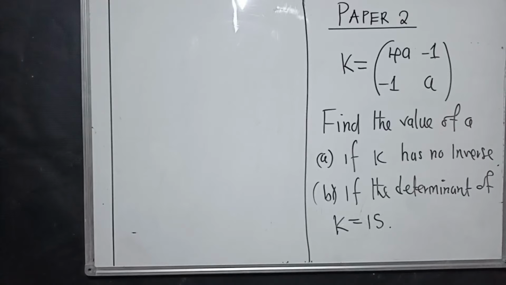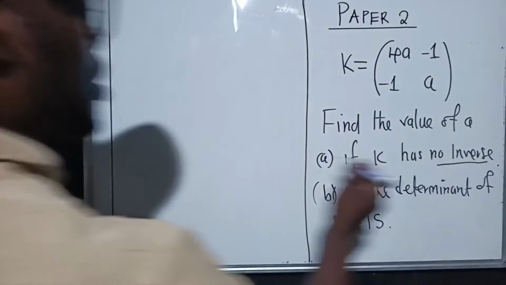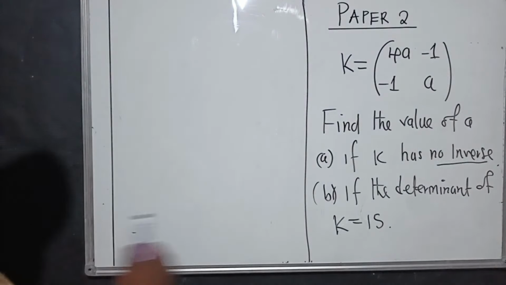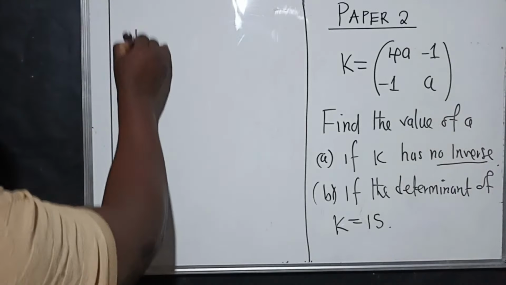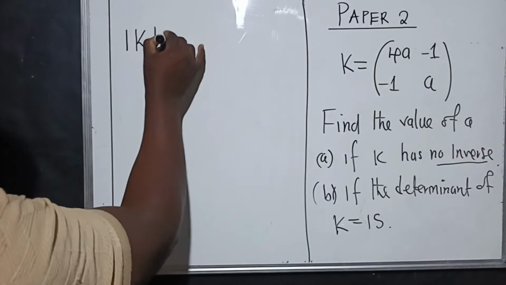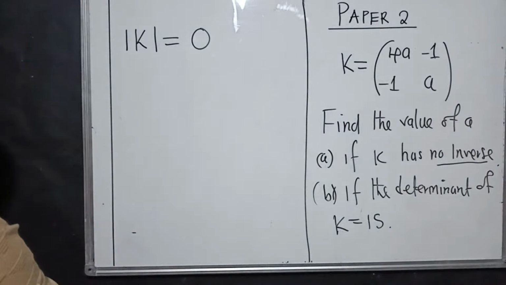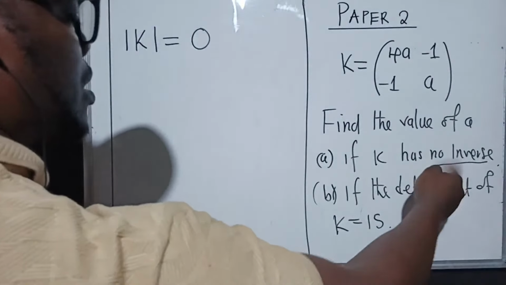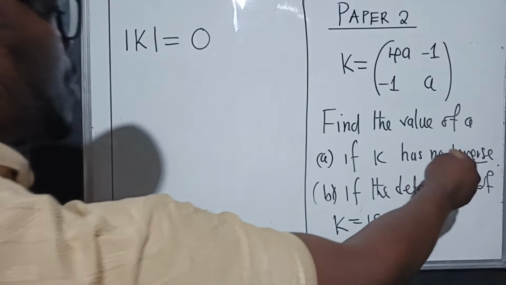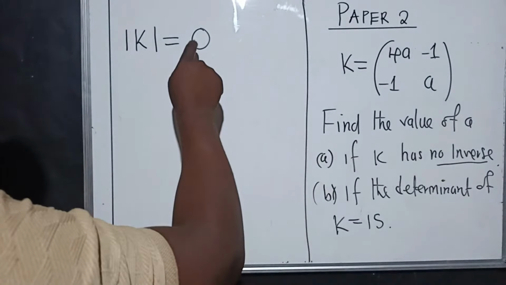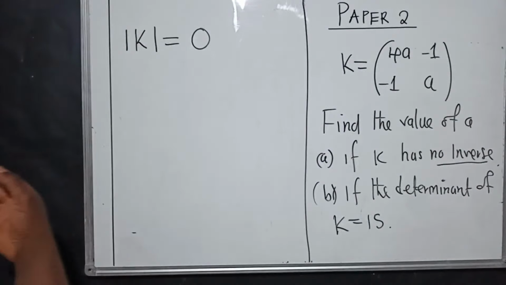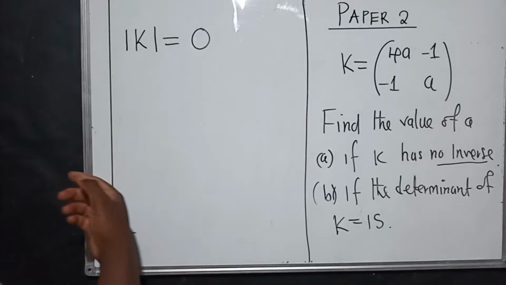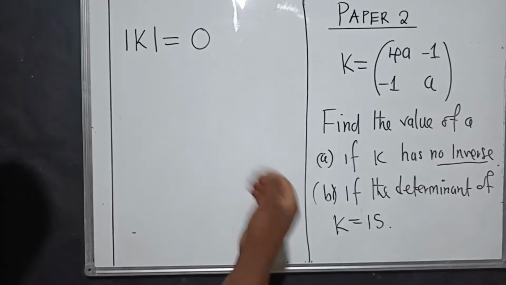All right, guys. So here, when they say no inverse, meaning the determinant of the matrix that you're dealing with is equal to 0. So you can say the determinant of K is equal to 0 when the statement you've been given is that it has got no inverse. So when the determinant is equal to 0, you can't find the inverse. That's why it's being said there is no inverse.